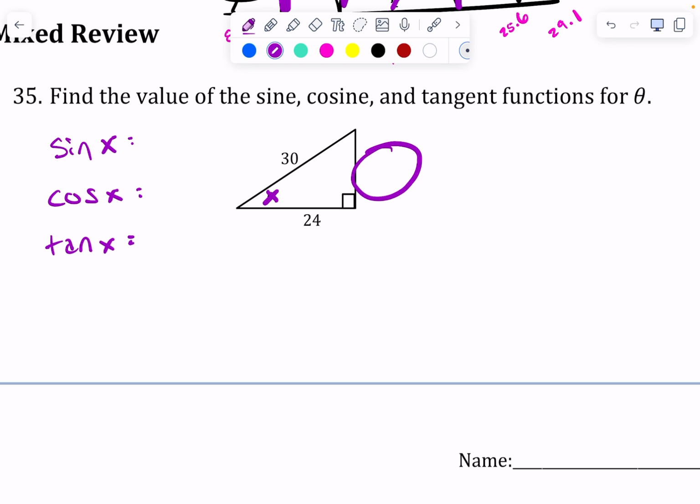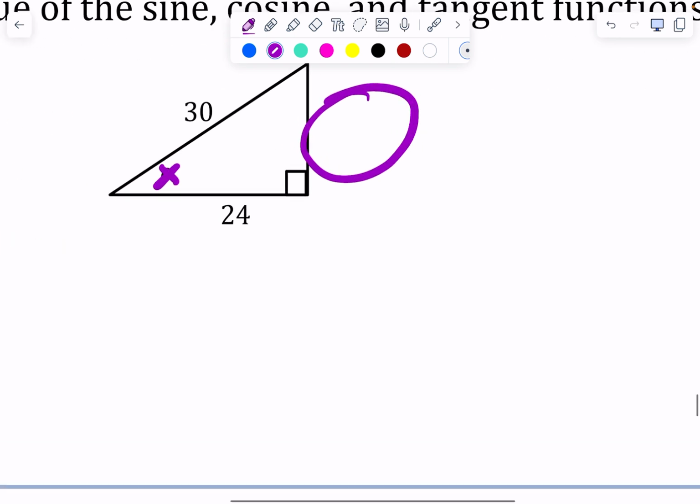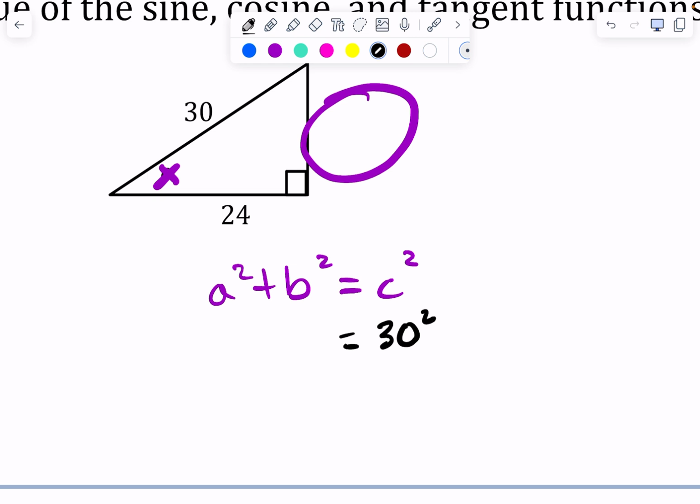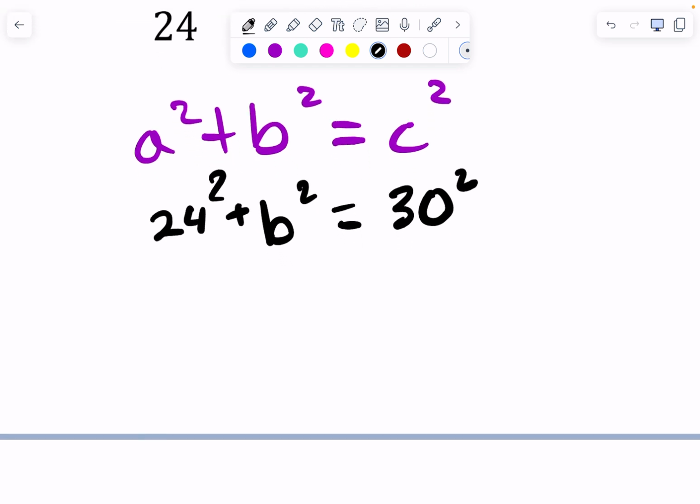I don't have this side of that triangle. How do I find that side? A squared plus b squared equals c squared. Which side is side C? The side you don't know? The hypotenuse, which is 30. The side we don't know is which one? Either one, it doesn't matter. Let's call this side B, and 24 is this side. So 24 squared plus b squared equals 30 squared, right?